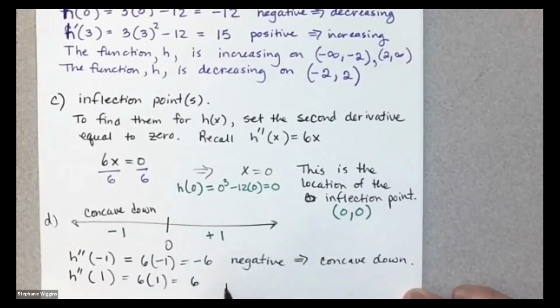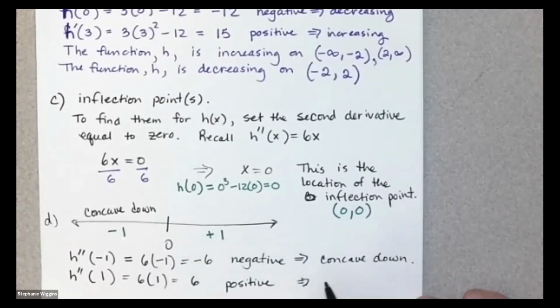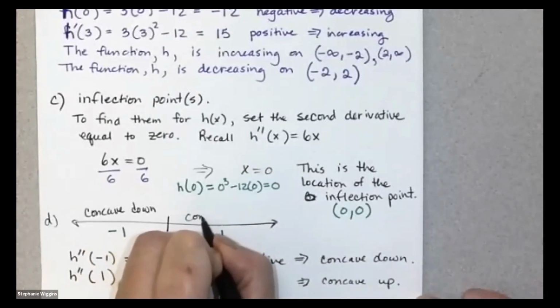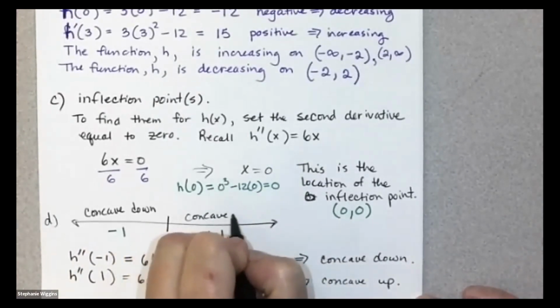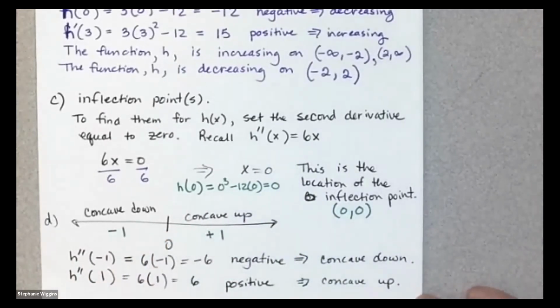Since it's positive, our function is concave down on that interval. I mean, concave up. Concave up. Positive is up, negative is down. Okay.